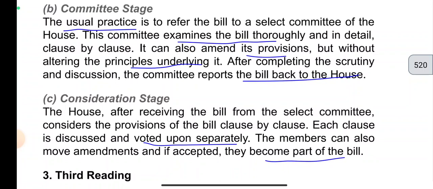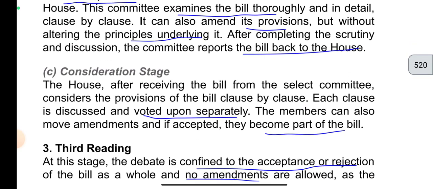Committee stage. The usual practice is to refer the bill to a select committee of the House. This committee examines the bill thoroughly and in detail, clause by clause. That is the committee stage. It is all happening within the second reading stage. It can also amend its provisions but without altering the principles underlying it. After completing the scrutiny and discussion, the committee reports the bill back to the House.